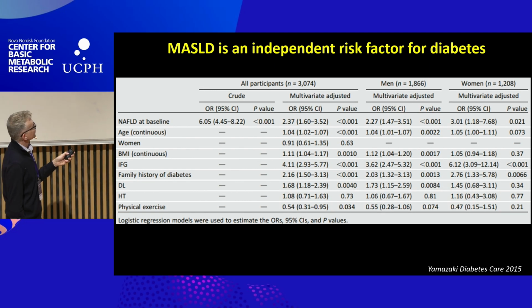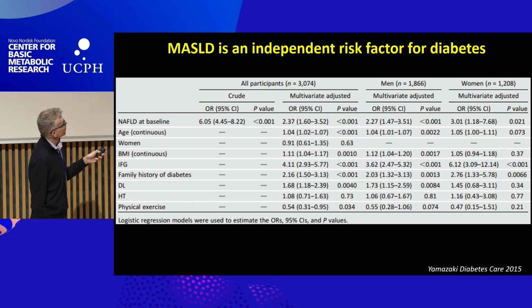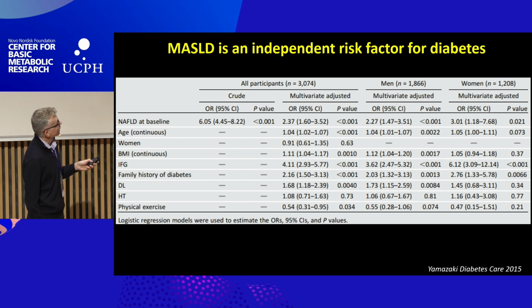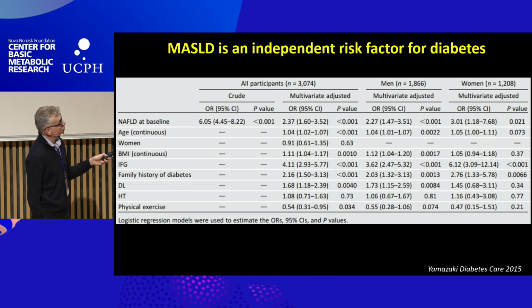And liver steatosis, MASLD, is also a risk factor for diabetes. This is the adjusted model in this study. And this is true whether you look at men, but also in women. This is after adjusting for all the other risk factors for diabetes.